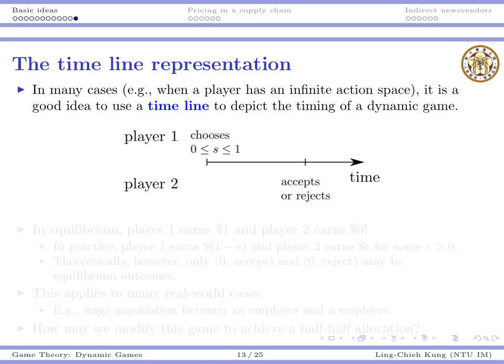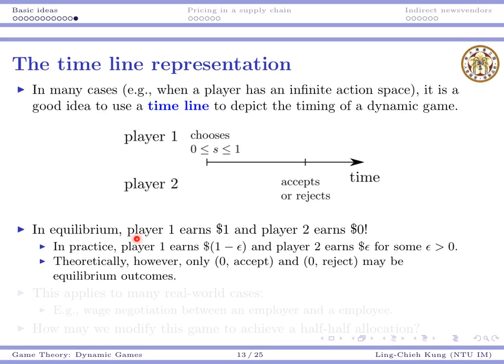So if we want to describe this game, then we can use a timeline to do it. Player 1 chooses a number between 0 and 1, and player 2 chooses to accept or reject. Say that player 1 will get $1 and player 2 will get $0 in equilibrium. Or technically, we should say that player 1 earns something very close to 1, and player 2 earns just the remaining part. If player 1 wants to make sure that player 2 will accept, player 1 must leave at least some positive amount, this epsilon, to player 2.